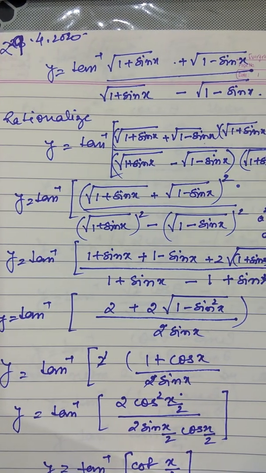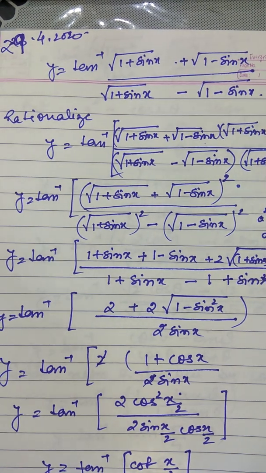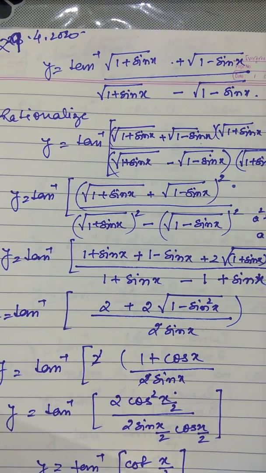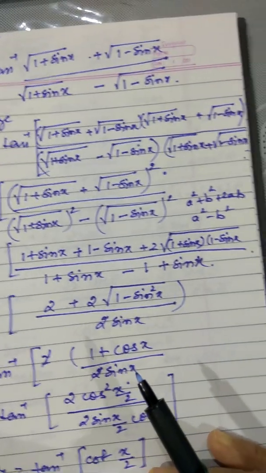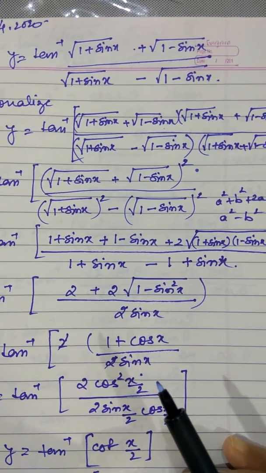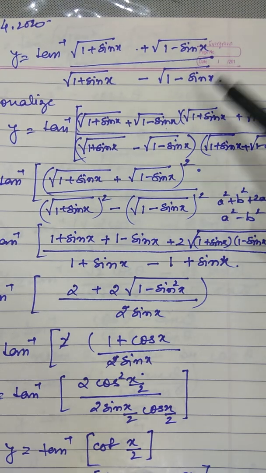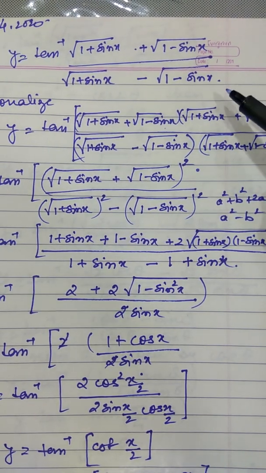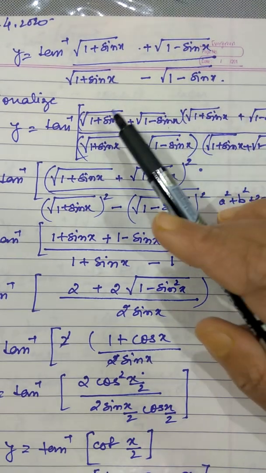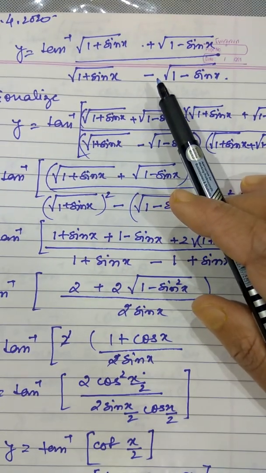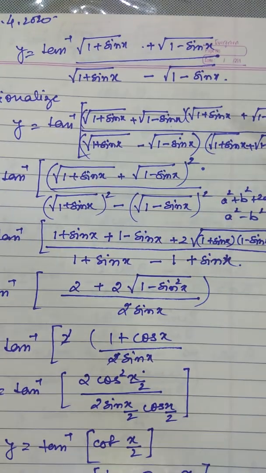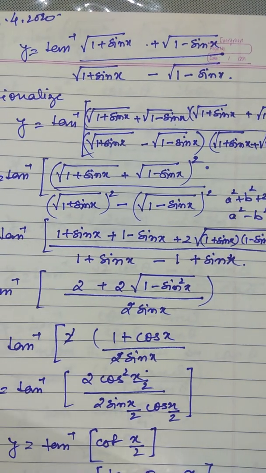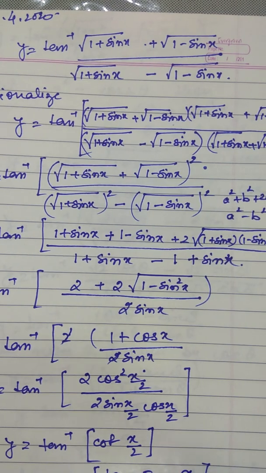In this form, it is very difficult to differentiate. So what we do, we just use trigonometric transformation to differentiate this. We first will rationalize this. Multiply numerator and denominator by root of 1 plus sin x plus root of 1 minus sin x. We have multiplied numerator and denominator by this. We are just rationalizing this.